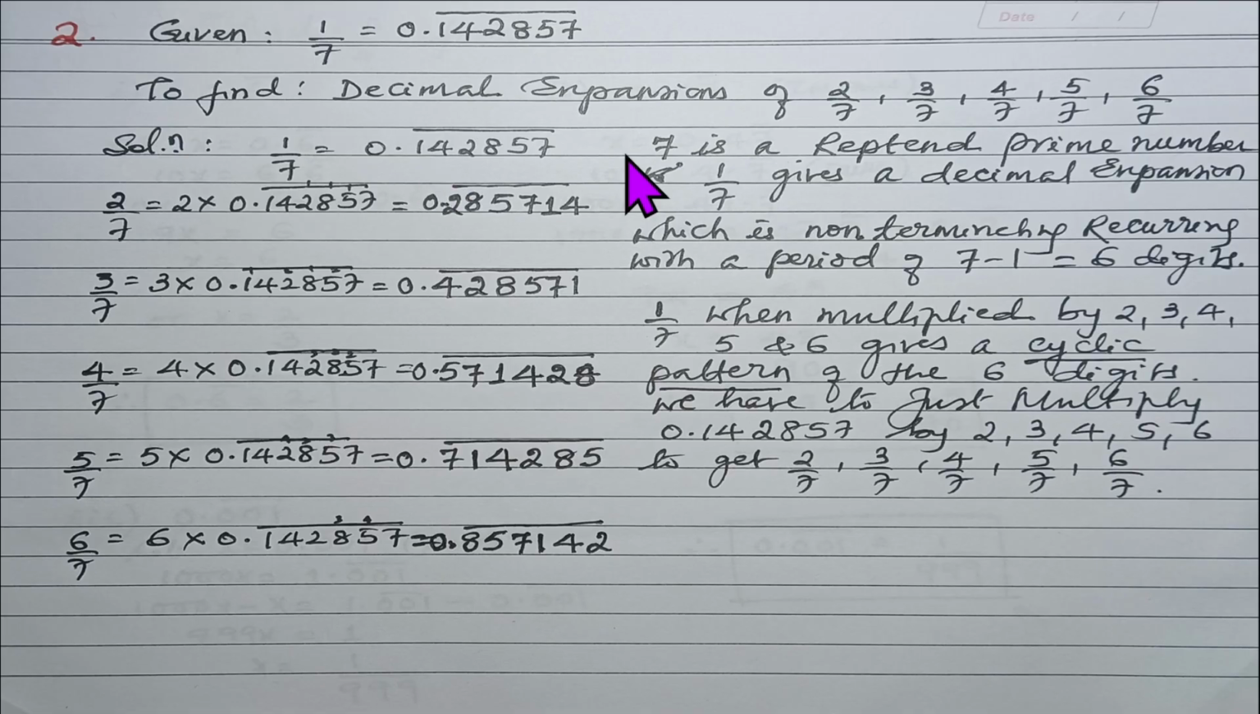In the first case it starts with 1 with the same digits, in the second case it starts with 2 with the same digits, in the third case it starts with 4 with the same digits, and in the fourth case it starts with 5 with the same digits, and so on, and they have a cyclic pattern. And the number of digits is 7 minus 1, that is 6 digits, therefore the period of 1 by 7 is 6 digits, and similarly 2 by 7 also has 6 digits, and that is how we find the expansions of the given p by q forms.